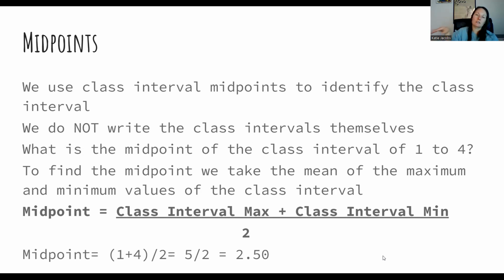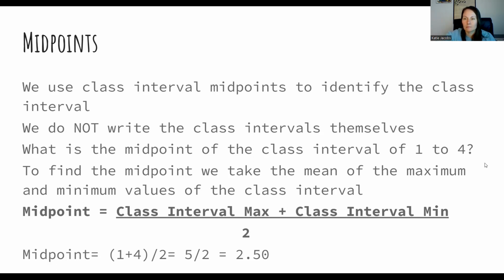So if we were creating a histogram and we had a class interval 1 to 4, which we would never do because that is a class interval with a 4, but if we were doing this per se, we would use 2.50 to represent the middle of that class interval, and that would be what would be along our x-axis. We would not write 1 to 4.